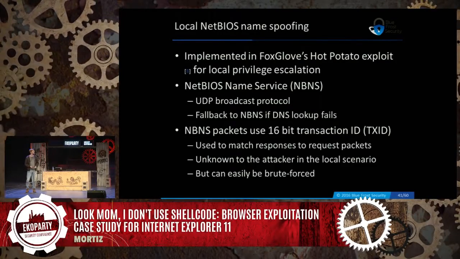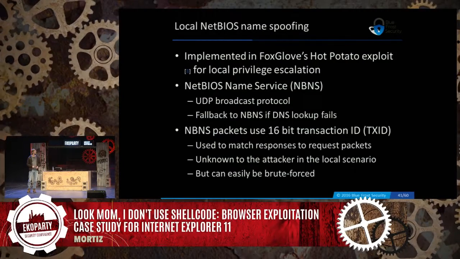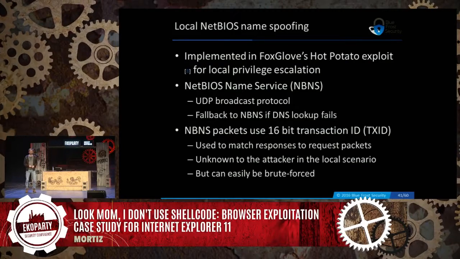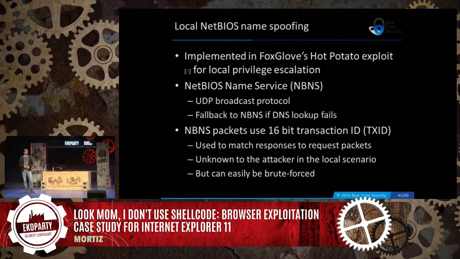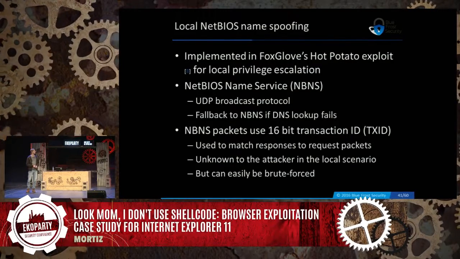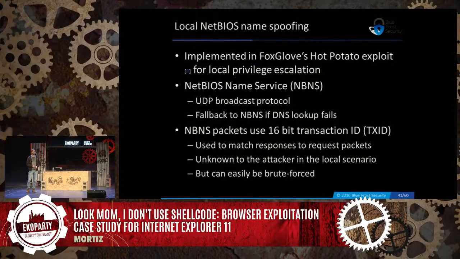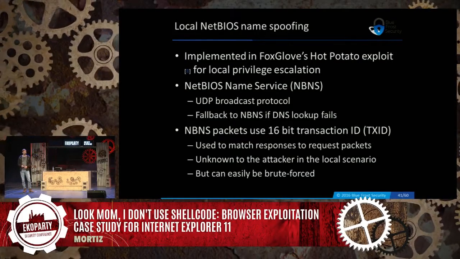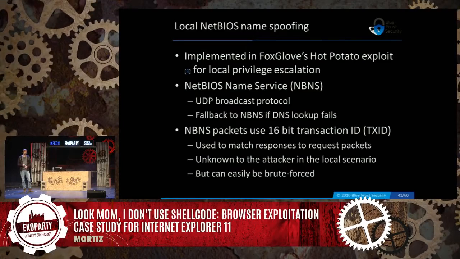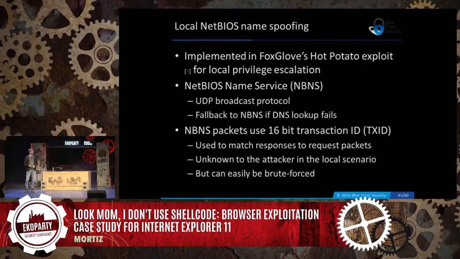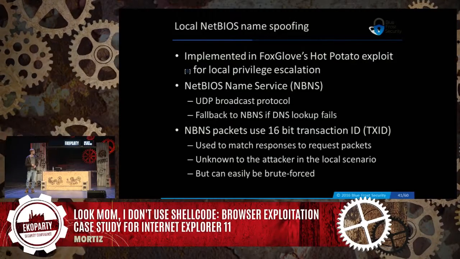As far as I know, local NBNS spoofing was first implemented in Foxglove's Hot Potato exploit, and it was used for the purpose of local privilege escalation. NBNS, or NetBIOS Name Service, is a UDP-based protocol, and it's used as a fallback mechanism once DNS fails. So if you do a DNS lookup on Windows and you don't get a response, at some point Windows sends out these UDP packets.